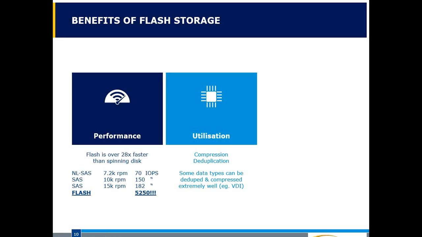Some environments like virtual desktop infrastructure, VDI, compress and dedupe really well because you've got multiple instances of the same desktop image being presented out hundreds or thousands of times. So those dedupe really well. Others may not. Geographical databases sometimes don't dedupe as well as they could.